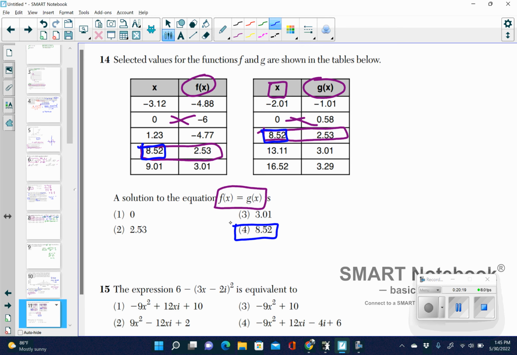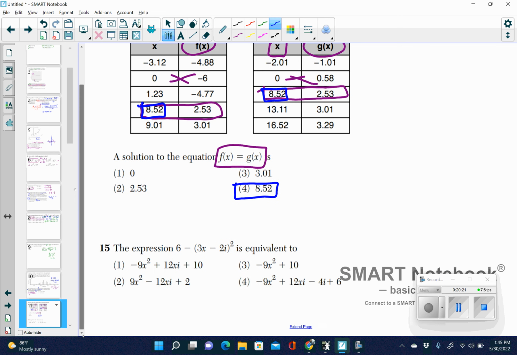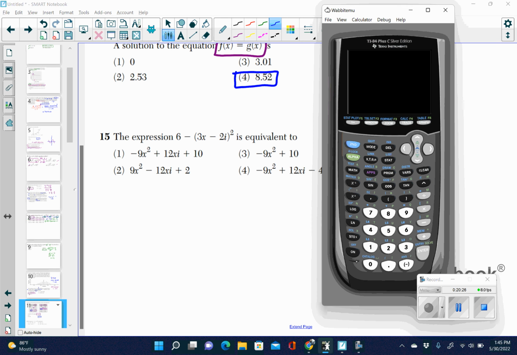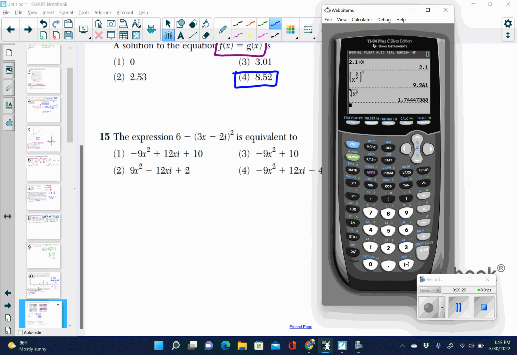Okay. Number 15. The expression is equivalent to. Anytime it says is equivalent to, you could just take this, plug it into the calculator. I'm just going to show you how to do that real quick. So I still have my x being 2.1, so I'm going to leave it like that. So I can go 6 minus, and I can plug in this whole thing. So 3x minus 2i, second decimal point, and then I'm going to square that. Hit enter.